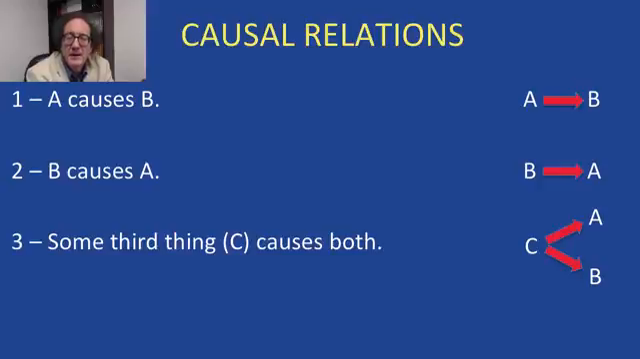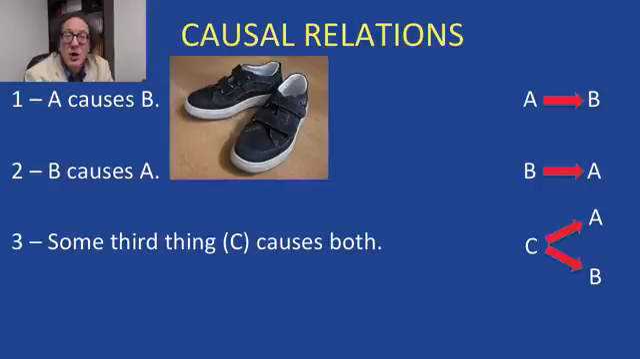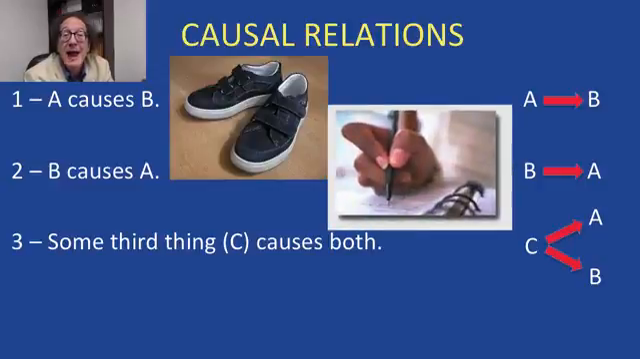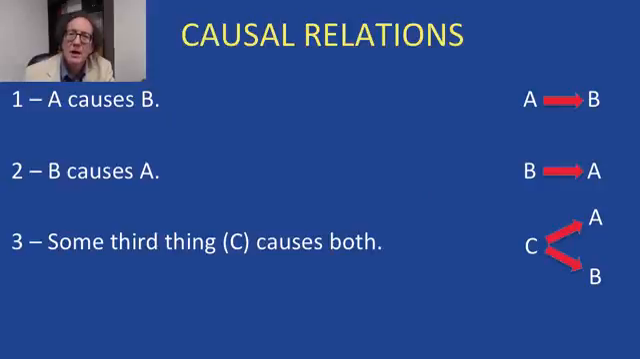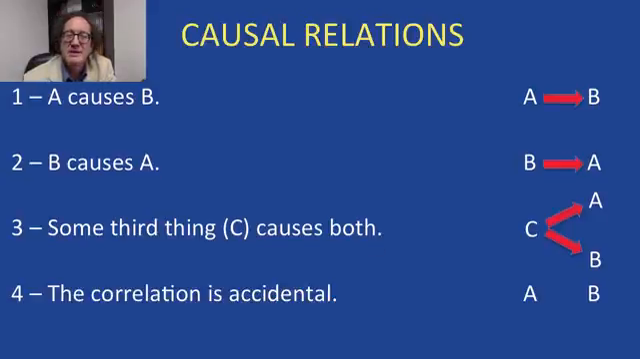Okay? Another example. In young children, shoe size is correlated with the quality of handwriting. As people's shoes get bigger, their handwriting gets better. Now, why is that? It's because they're maturing. And as their bodies mature, their feet get bigger, and also their handwriting gets better. So now we have an example of each of the first three types of cases that we talked about. What about the fourth? Correlation is accidental.